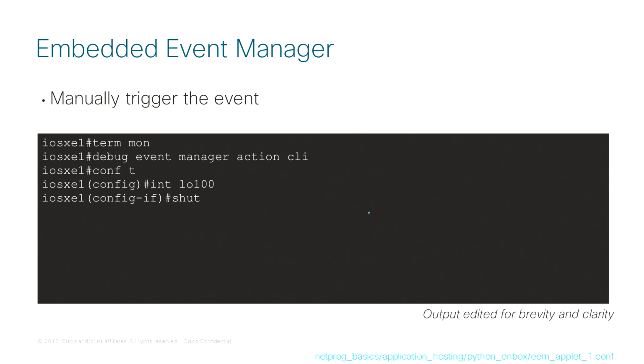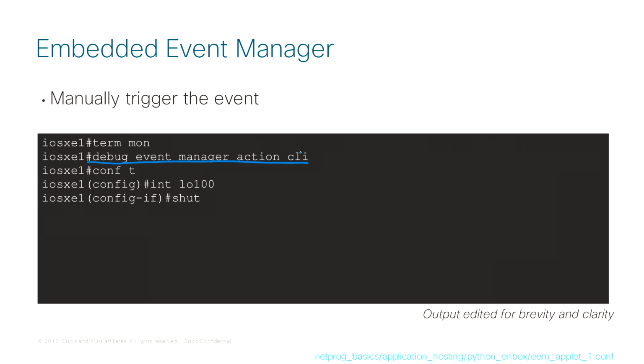By running through those, once we've set up our embedded event manager applet, now let's go ahead and test it to trigger it out to make sure it's working as we want. Now a couple of pieces here, just like we would debug anything else, we'll turn on terminal monitor, and then to watch the actions of embedded event manager, we can debug event manager action CLI, which will show us the status of what's going on.